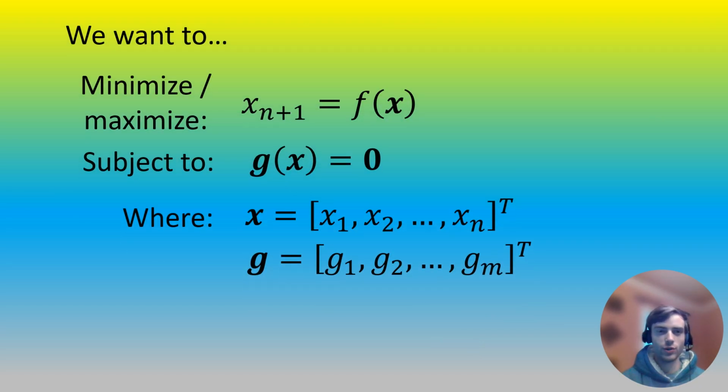So we want to optimize, or minimize or maximize, xn plus 1 is equal to f of x, subject to constraints g of x is equal to the 0 vector, where x is all the x's in this vector transpose, and g is all of the functions, or the constraint functions, transpose.